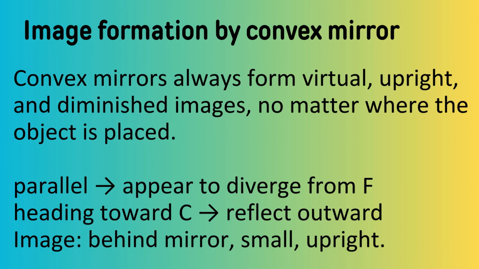Now let us move to image formation by a convex mirror. A convex mirror always forms a virtual, upright, and diminished image, no matter where the object is placed. When parallel rays strike a convex mirror, they appear to diverge from the focus behind the mirror. The image is always formed behind the mirror, smaller in size, and upright. That is why convex mirrors are widely used for safety purposes.